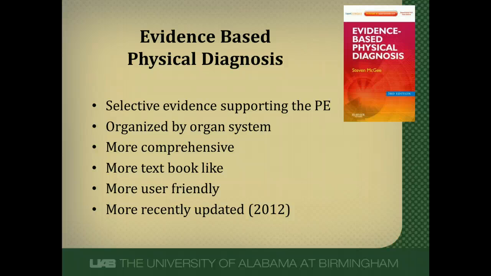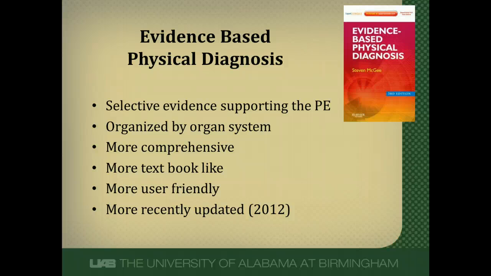Now, the Rational Clinical Exam Series, some articles do this also, but it's a little bit more comprehensive in McGee's book. I think it's more user-friendly, and it's more recently updated. This 3rd edition was published in 2012. So this is just a competitor. I'm not endorsing one over the other. I have no vested interest in either one, but it's something else that's out there that you should consider looking at if you're going to buy one of these textbooks.